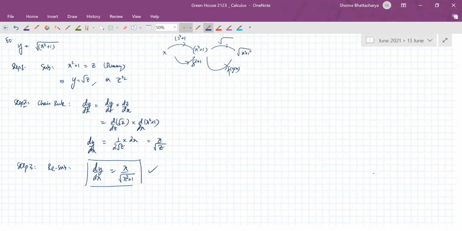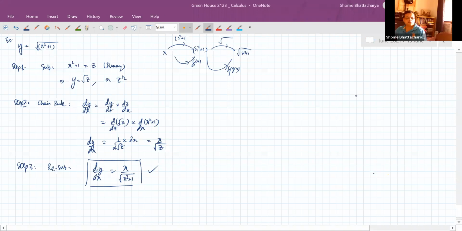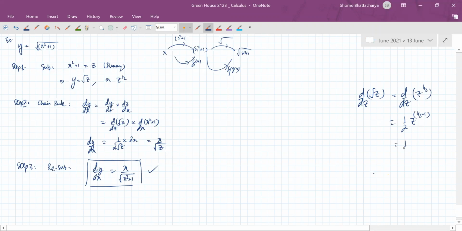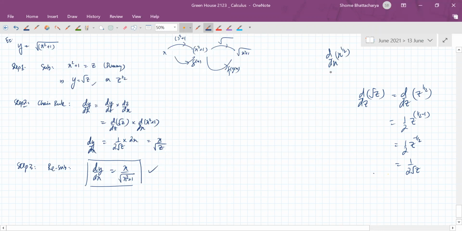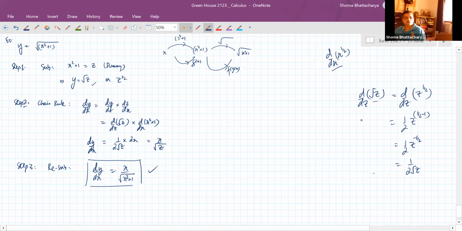Sir, how did we get 1 by 2 root z? That is again coming from the formula that differentiation of root z is differentiation of z to the power half, correct? So that is 1 by 2 into z to the power half minus 1. I'm just changing the name of the variable, but the rest of the formula is the same. Yes, sir. Understood. So it's basically just like we had seen differentiation of x to the power half with respect to x, like that differentiation of z to the power half with respect to z. Yes, sir.